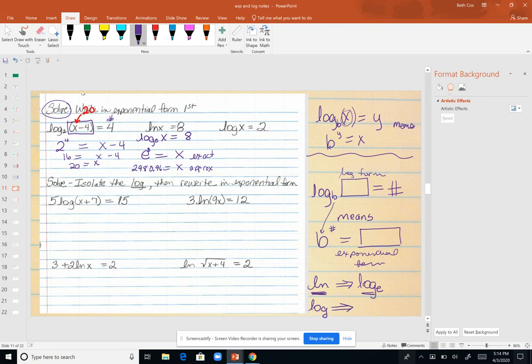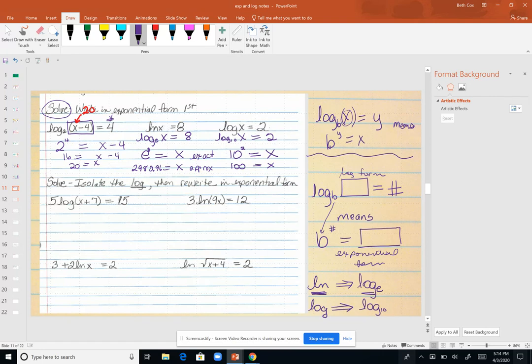When we do a plain log, we're going to rewrite it as log base 10. Okay, so this one is log base 10 of x is equal to 2. All right, and so then that's going to give me 10 to the second power is equal to x. And I don't even need a calculator for that one. I can figure out that x is 100.